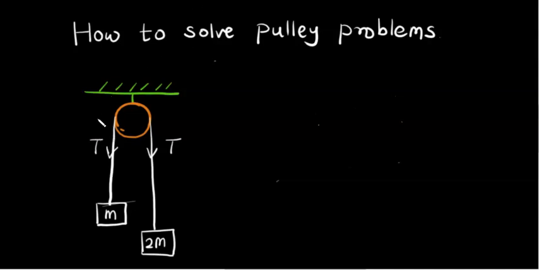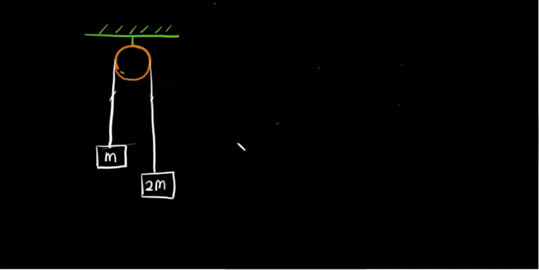So now let's talk about this simple pulley problem. Here we have this simple pulley. There are two masses M and 2M attached to the string. Now if we see what is the pulling force acting downwards on the mass 2M, the pulling force downwards is 2mg. And for this particular mass the pulling force downwards is mg. Now the net pulling force will be 2mg minus mg.